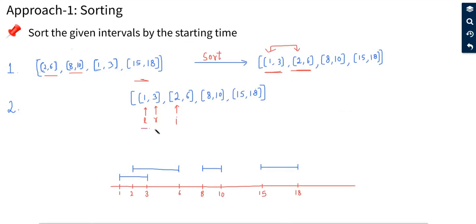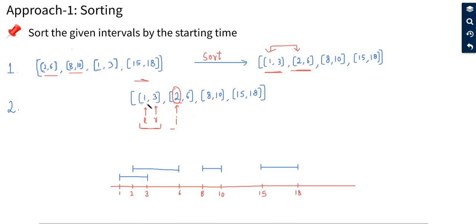Then we take three pointers: a pointer L which initially points to the first element of the first interval, a pointer R which initially points to the second element of the first interval, and a pointer I which iterates over the intervals starting from the second interval. Then what we have to check is if the first element of the interval on which I am standing, that is this, lies in the range which is represented by this L and R. So I check if 2 lies in the range 1, 3. Yes, it does lie. Therefore, I can combine these intervals.